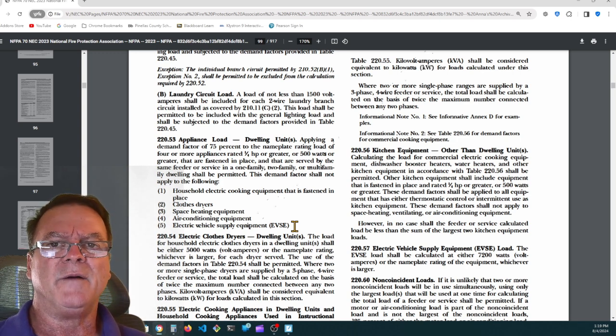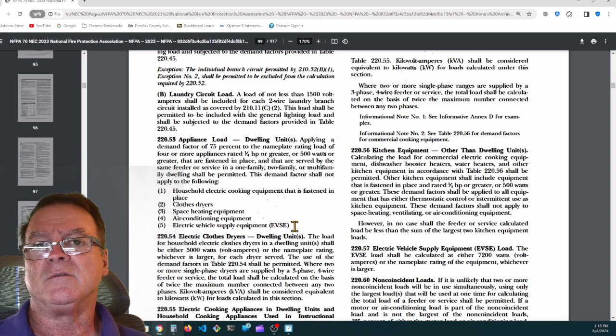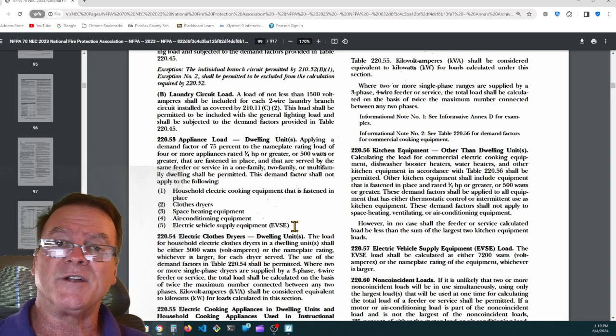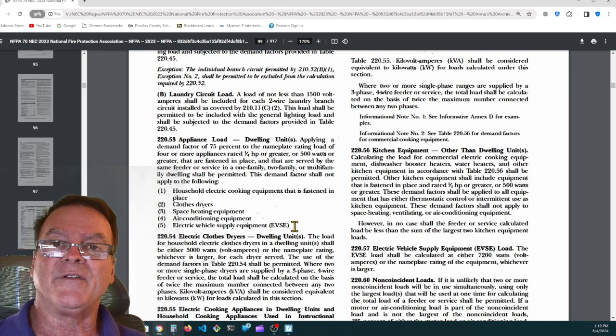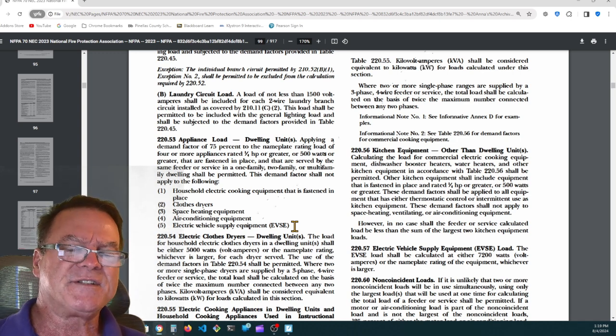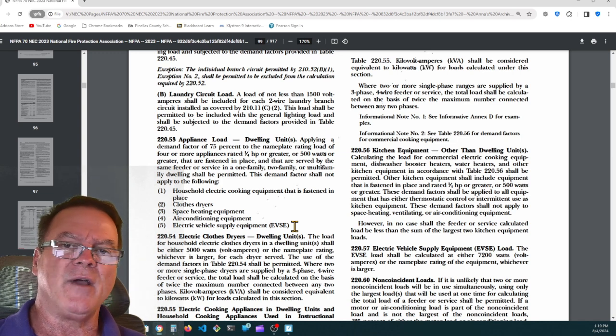clothes dryer, other than those things, fixed appliances are garbage disposal, water heater, dishwasher, ice maker, if you have a wine cooler some people have in their kitchen, any of those are all fixed in place appliances that you can derate if you have 4 or more.